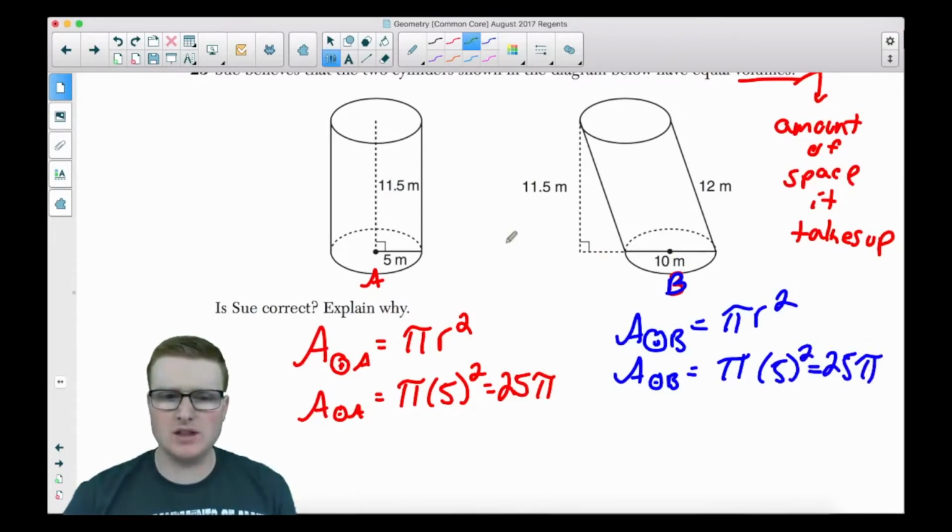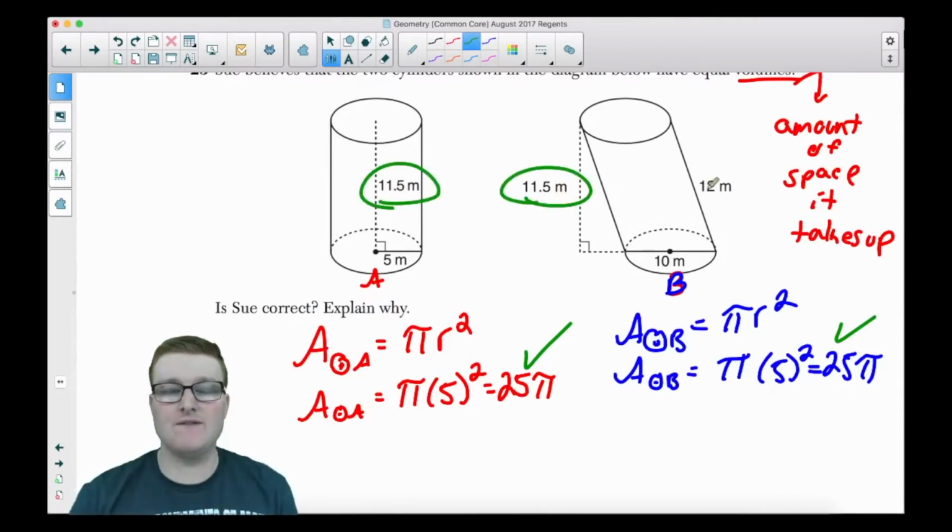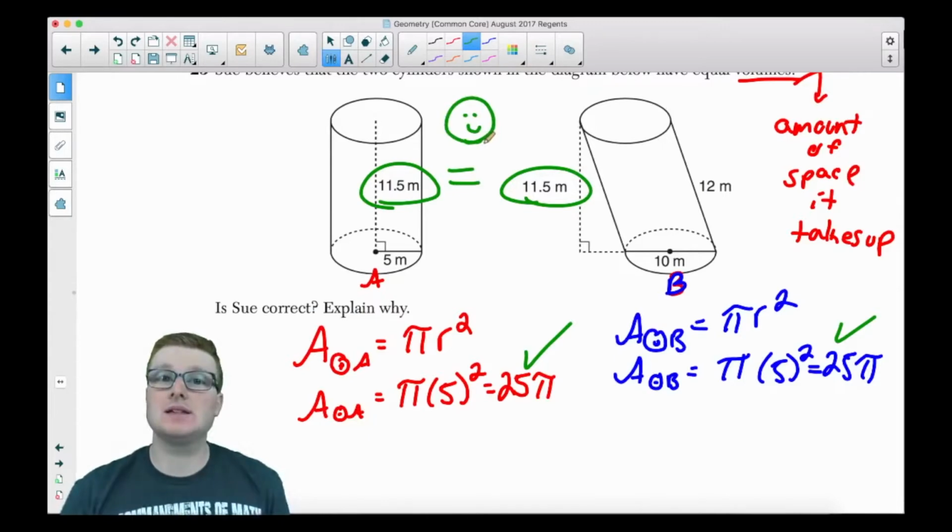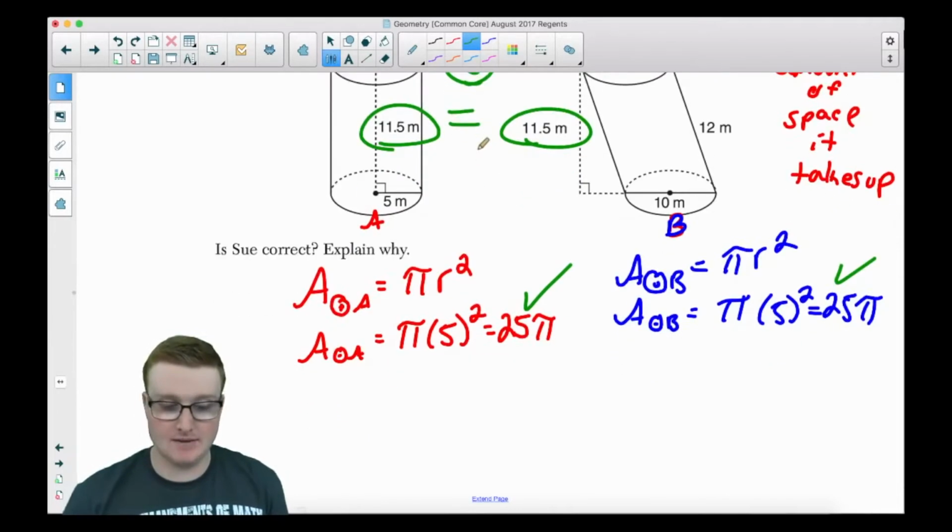So far we're in the running that these two volumes are equal, so that the areas are equal. Are the heights equal? 11.5, 11.5. Don't be fooled by the 12. Don't be fooled. It is the vertical height that they're talking about, not the slant height, the vertical height. And they are equal. We're happy because the volumes are equal according to Cavalieri's principle.